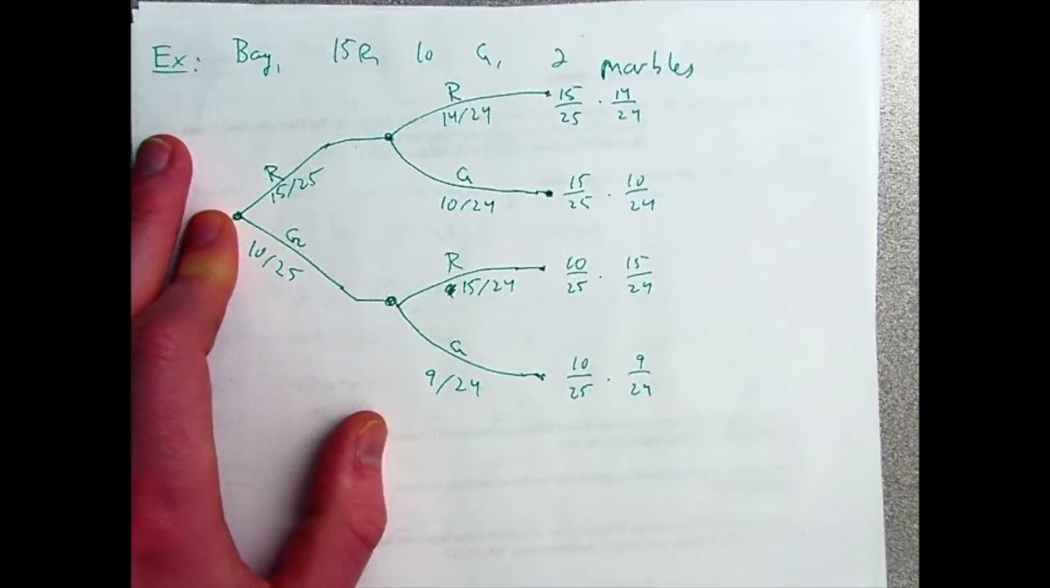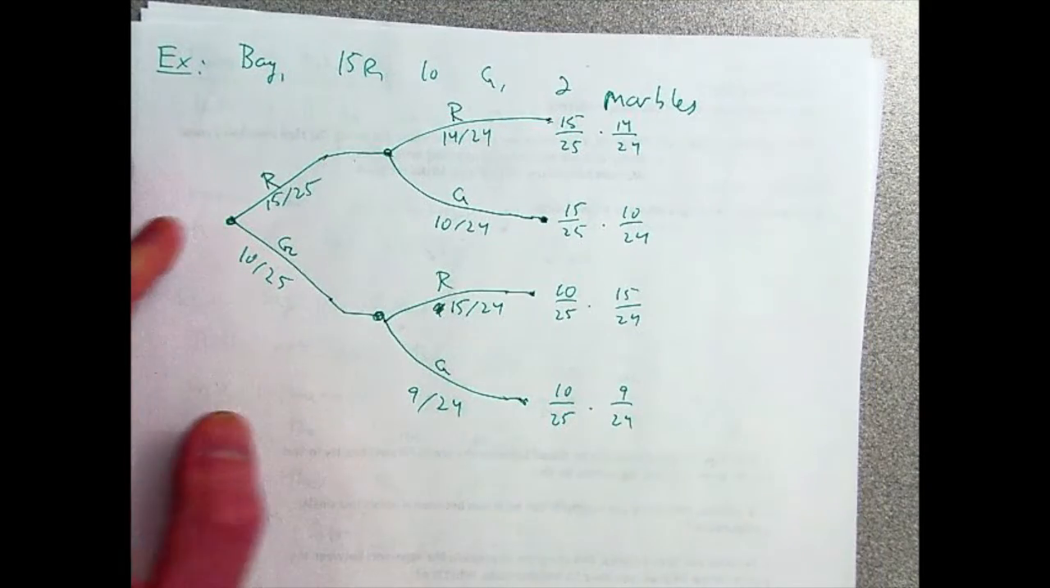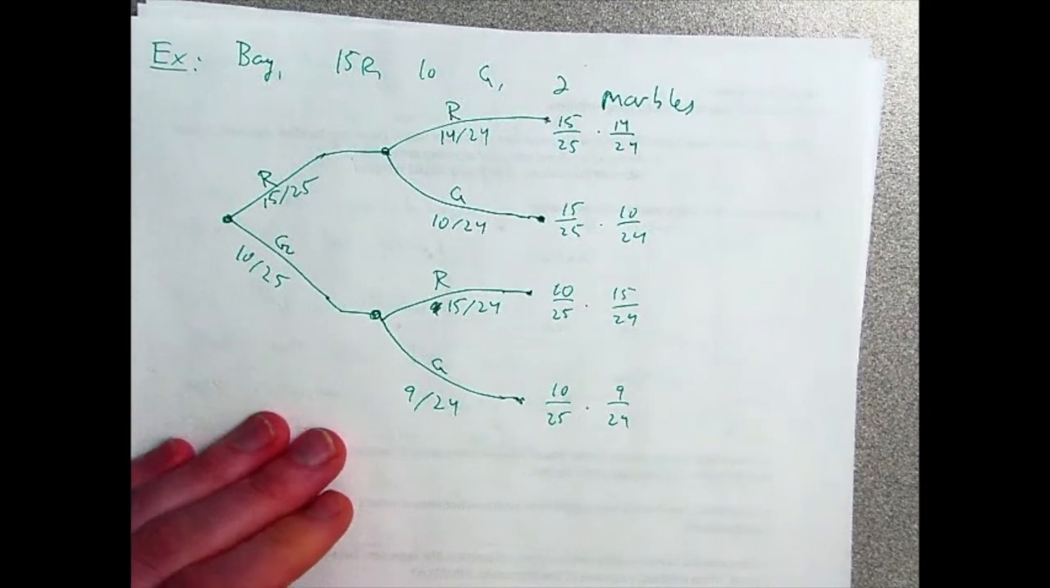I call these things end branch probabilities. They're at the end of the branch. But what do they represent?